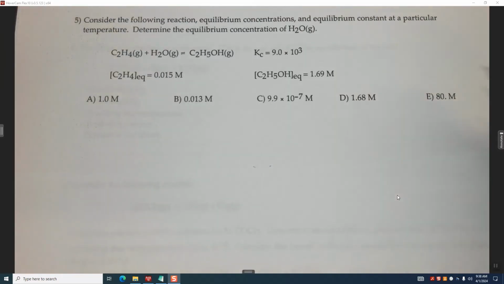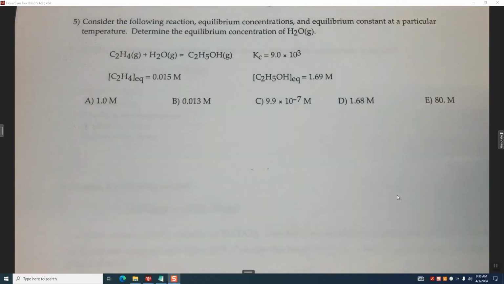Alright, this one is very similar to the previous one. It says, consider the following reaction, equilibrium concentrations, and the equilibrium constant at a particular temperature. Determine the equilibrium concentration of H2O. In the previous case, we had to find Kc given equilibrium concentrations. In this case, we're given Kc and some equilibrium concentrations, and we need to find the other one.